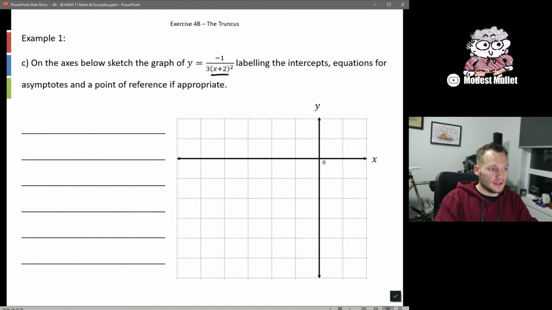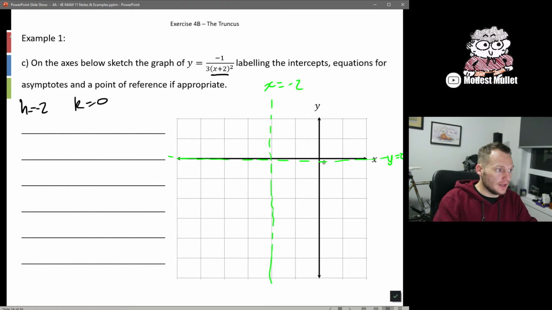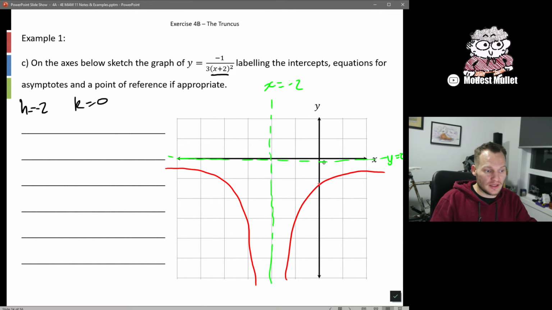So straight away, look at the x value there. My h is -2. And in this case, I've got no k value, so k is equal to 0. So I'm going to put those in straight away. y is equal to 0 as that asymptote, and x is equal to -2 in this case. And I'm going to put in my rough sketch and see over here, that one has no intercepts at all. And this one does have a y-intercept.